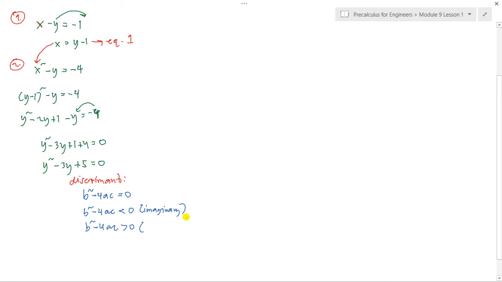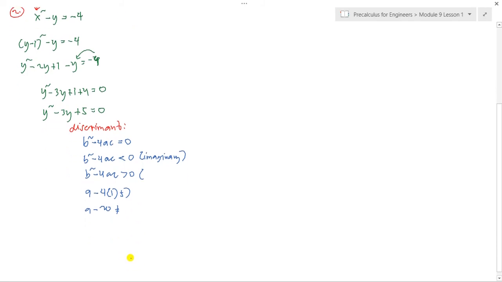So since this is what we're going to test, b here is negative 3, times negative 3 is positive 9, minus 4 times a is 1, c is 5, so that would be 9 minus 20. So this is not good. 9 minus 20 is negative 11. And this negative 11 is less than 0, so therefore it is imaginary. So let's just use our calculator.